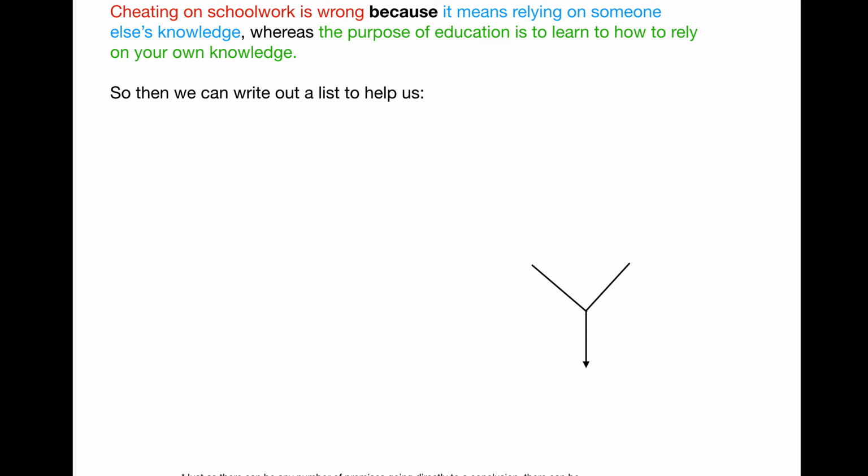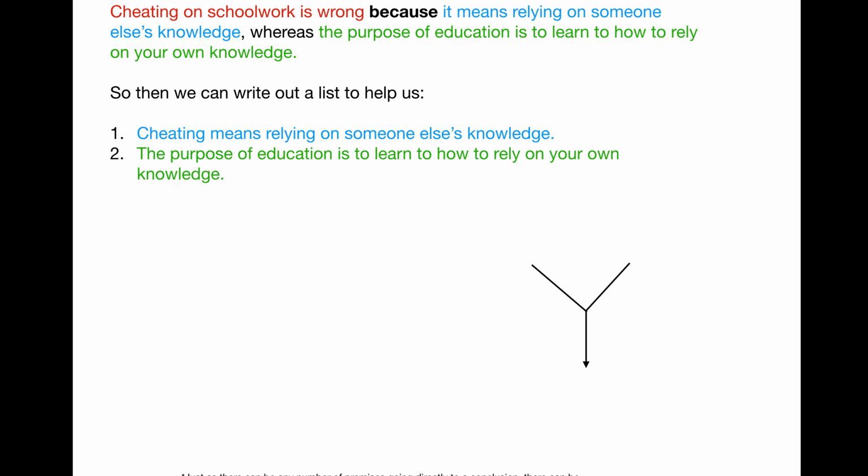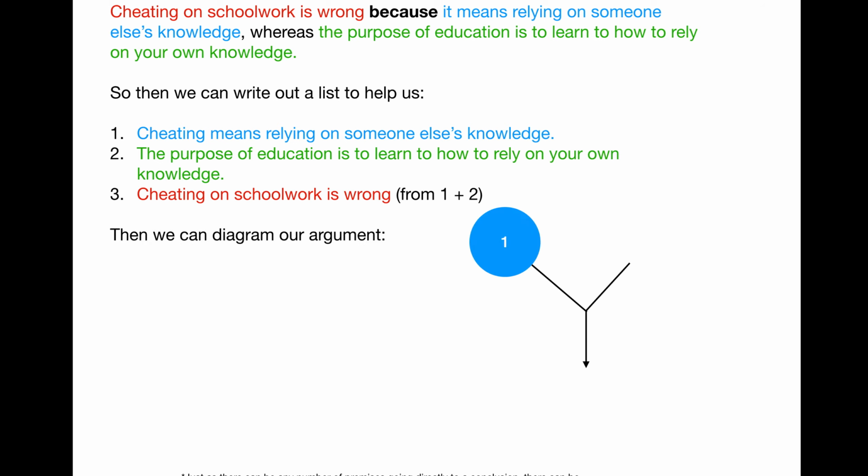All right, so we're going to write out our list. Premise 1: cheating means relying on someone else's knowledge. Premise 2: the purpose of education is to learn how to rely on your own knowledge. Conclusion: cheating on schoolwork is wrong, from 1 plus 2. Not 1 and 2 separately, 1 plus 2. Okay? So then we diagram our argument.